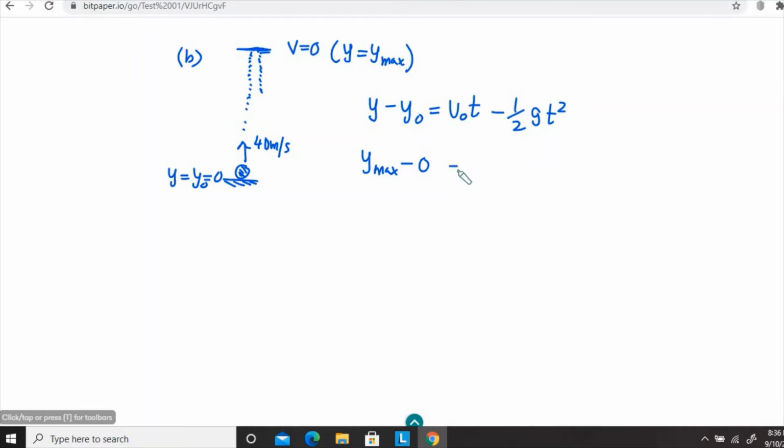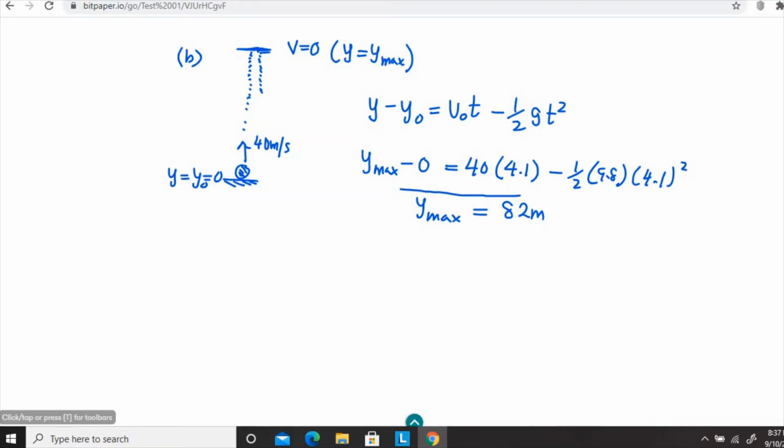So that's 0 equals v naught, which is 40, multiplied by t, which is 4.1, minus 1/2 times 9.8 times 4.1 squared. So this will yield us the position of the point at the very maximum point. That's what we are going to get. Y max, if you solve this, you are going to get 82 meters as the highest position.